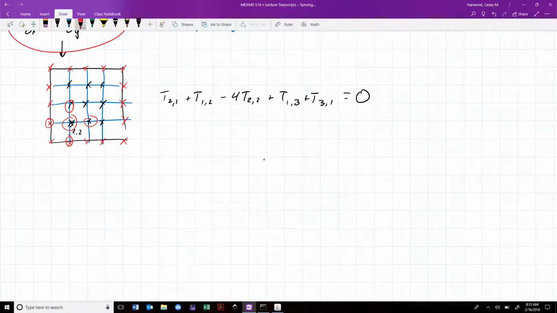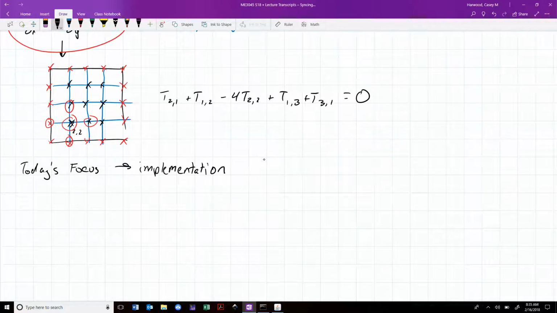So, as I said, today's focus is on implementation. And this is something where the book falls a little bit short, right? It gets you this far, and it'll give you equations that look like that, and it'll give you equations in this form that deal with convective boundary conditions and adiabatic boundary conditions, etc. But it doesn't really tell you how to systematically approach the problem if it's more than a couple of nodes.